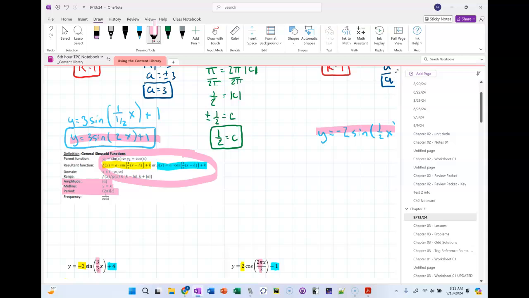So in your homework, it's a Delta Math assignment. You're going to be doing things like looking at a graph and picking out the amplitude or the midline or the period, or looking at an equation and picking out or determining what the period is or the amplitude or the midline, or looking at a graph and filling in the A, C, and K into the formula.